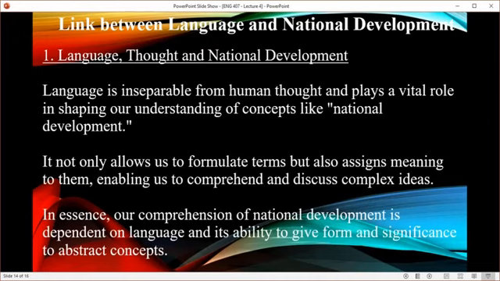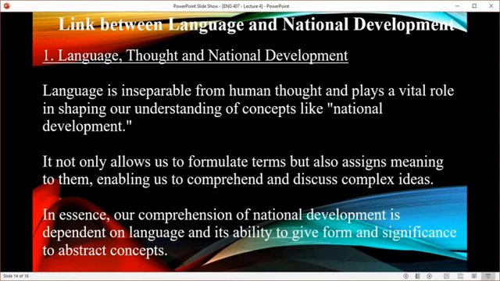So, what is the link between language and national development? Is there any relationship between language and national development? Yes, one of them is language, thought, and national development. Since language is the tool by which human beings express themselves, by which human beings make their thoughts known, we cannot take away language from national development because it will help individuals who will work towards the achievement of national development to shape their understanding about the concept of national development, what it means to achieve national development.